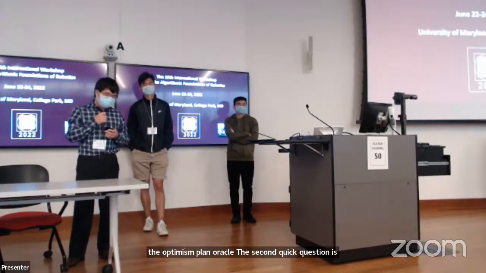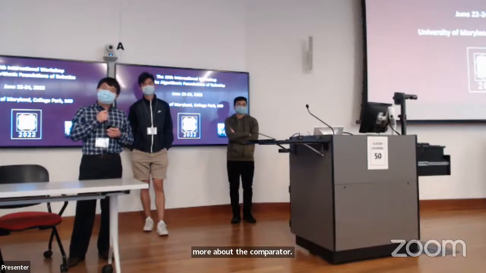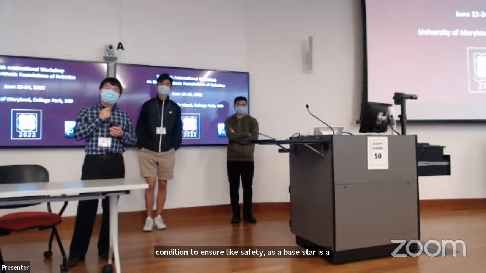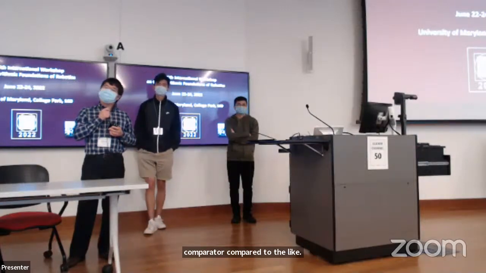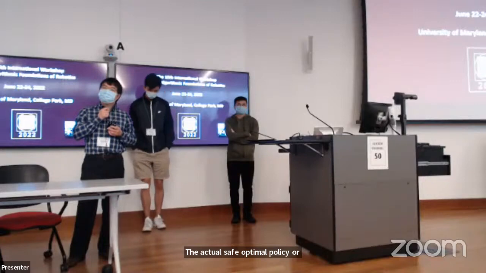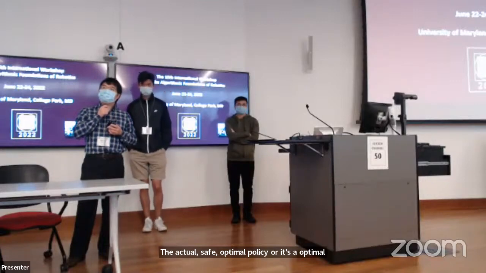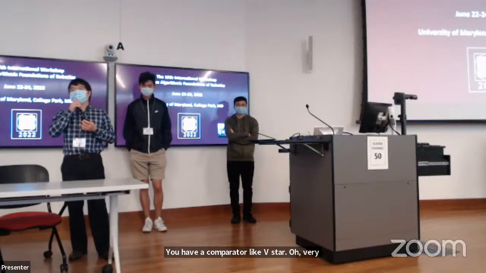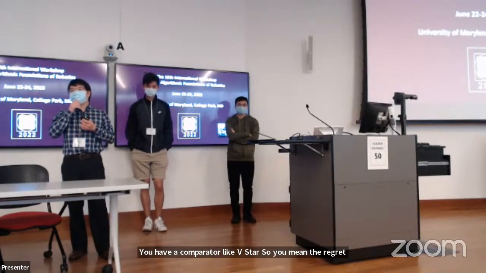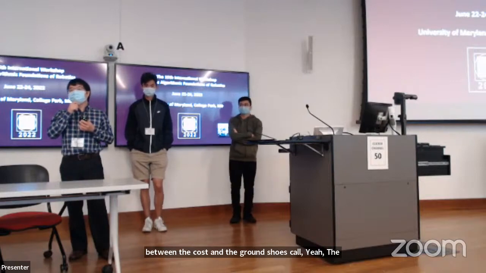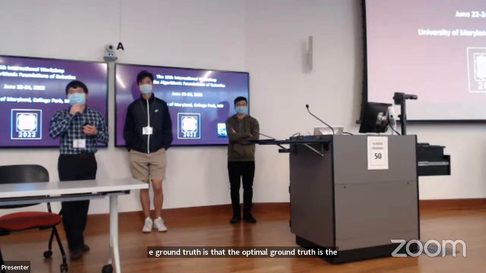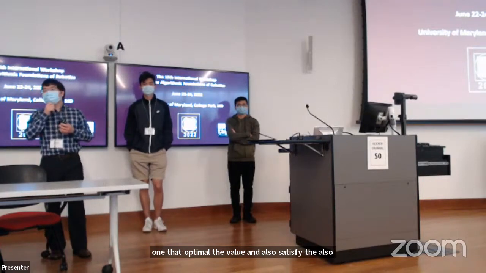So from my understanding, the CBF is a sufficient condition to ensure safety, but V star is a comparator compared to the actual safe optimal policy, or it's the optimal policy that satisfies the CBF. In the regret, you have a comparator like V star. Right. So you mean the regret between the cost and the ground truth cost? Yeah, the ground truth is the one that is optimal in value and also satisfies the safety constraint, or satisfies the CBF condition.